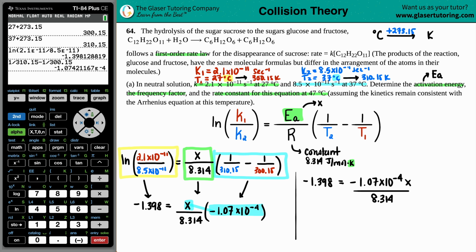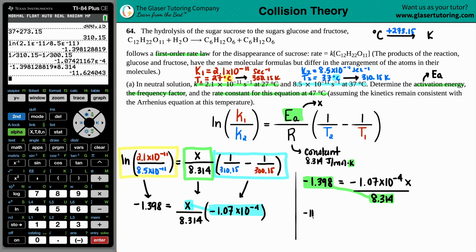Now we're back to just cross multiplying it out, dividing just to get that answer. I could cross multiply these two values. So I'll take the exact number. So it's going to be this number times 8.314. That looks good to me. So negative 11.62 equals negative 1.07 times 10 to the negative 4th times x. Divide on both sides by negative 1.07 times 10 to the negative 4th. And then, there we go. Cancel that one out.